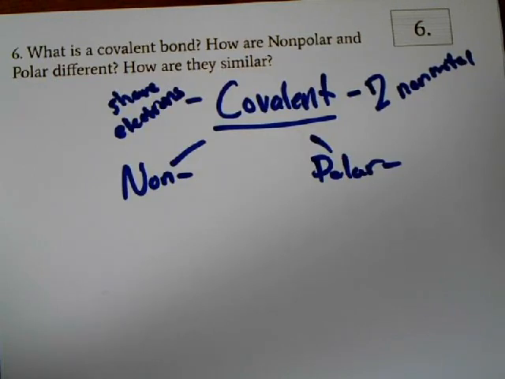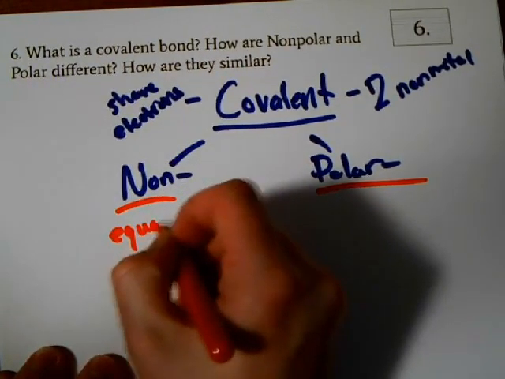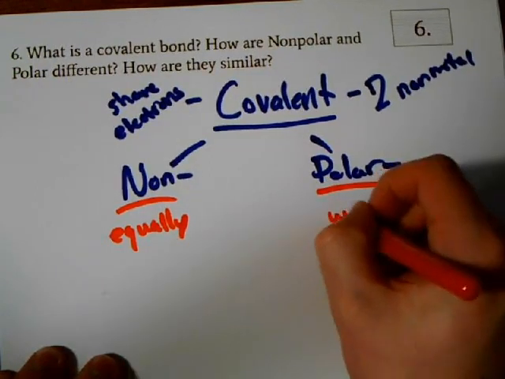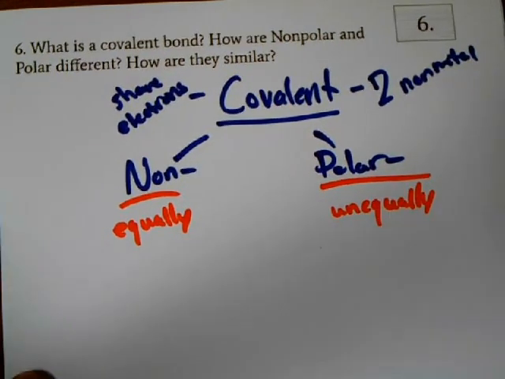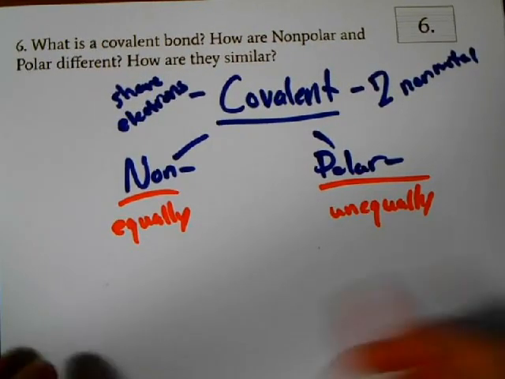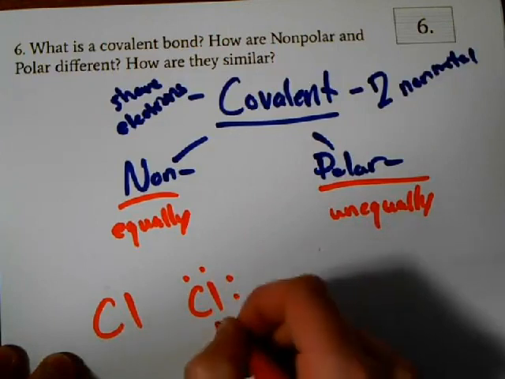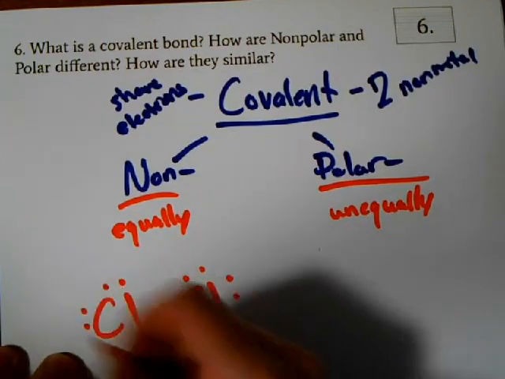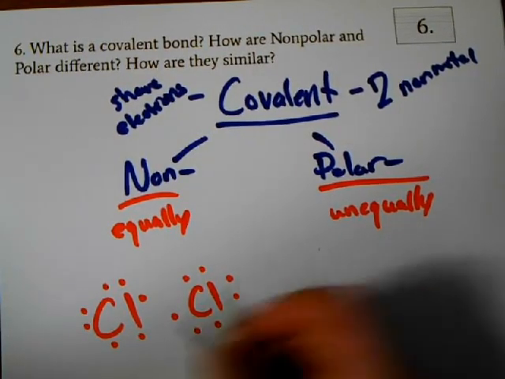The difference between polar and nonpolar is whether or not they share them equally, or whether they share them unequally. So for example, for nonpolar compounds, ones that share pretty equally are going to be like chlorine and chlorine. Each chlorine has 7 valence electrons. I'm going to do them kind of opposite so we can see them here. And what chlorine wants to do is it wants to have 8 valence electrons.